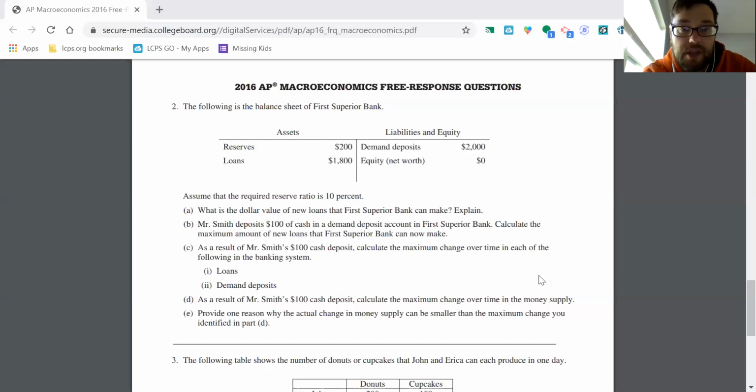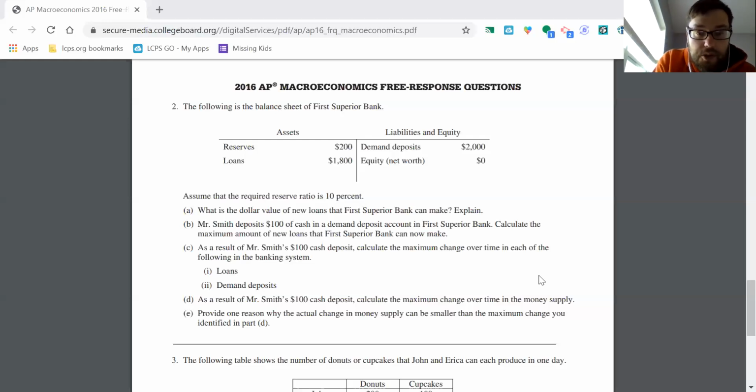$10 of this has to go into required reserves, and the rest, what's left over, can be loaned out. So the answer here would be 100 minus 10 equals 90. And that's how much they can actually loan out to other customers based on the $100 deposit.